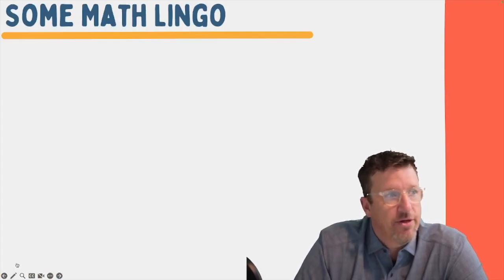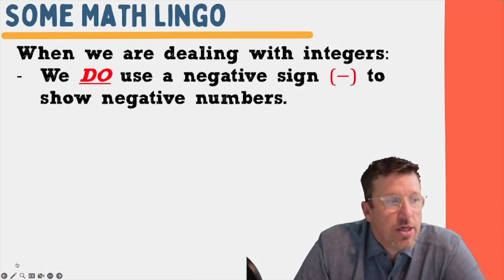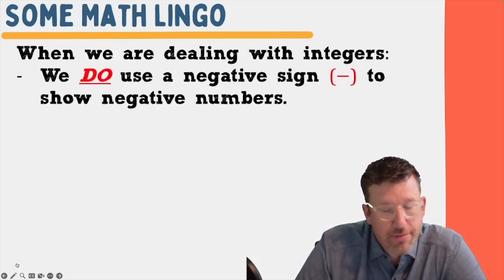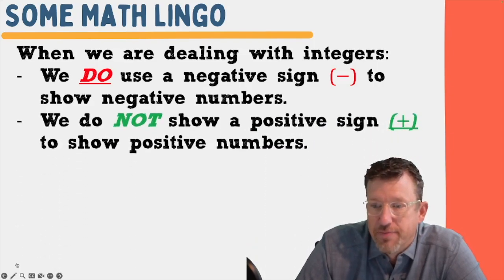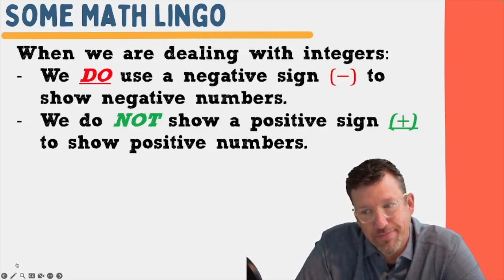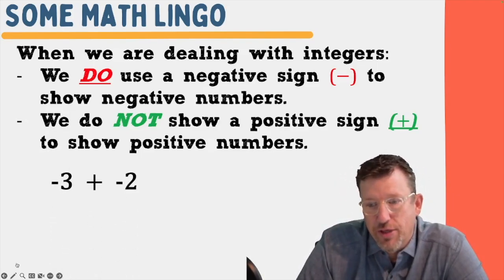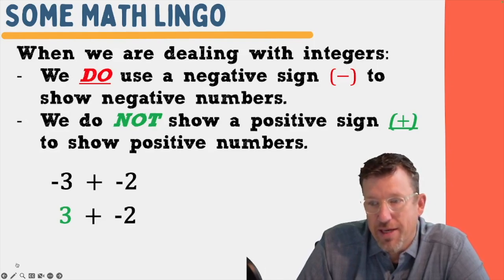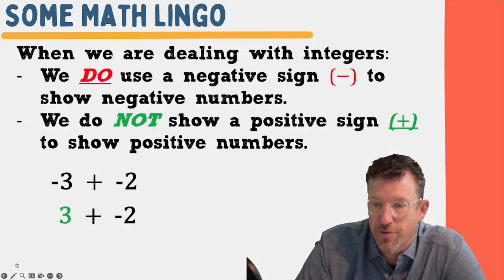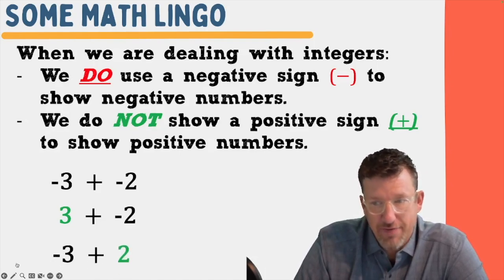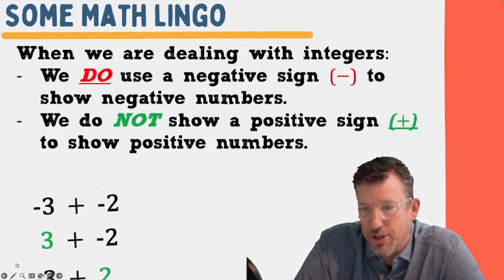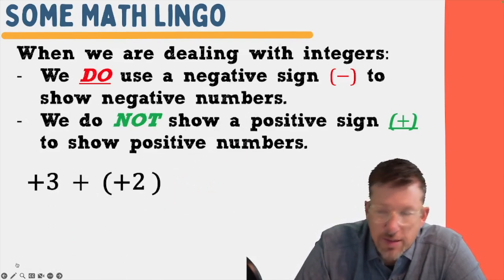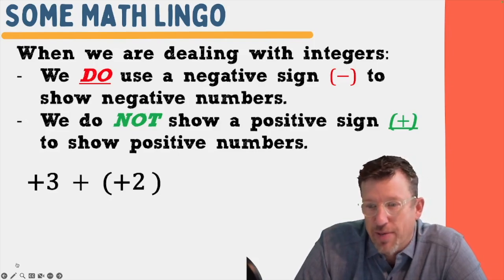Let's talk about a little math lingo first, okay? When we're dealing with integers, we do use a negative sign to show negative numbers. If you've watched my addition video, you've already seen this, but this is just to clarify. When you see a negative number, we will put a negative sign in front of it. We do not show a positive sign to show positive numbers. So both of these numbers are negative, so you could read it as -3 plus -2. The first number is not negative, so we don't put a plus sign in front of it. If there's no sign, it's just simply positive. So this would be 3 plus a -2. And this would be -3 plus 2. So you got a negative number first, and you got a positive number second. Would we do this? This would look crazy: +3 plus 2, or a +3 plus a +2? No, we would just simply say 3 plus 2.